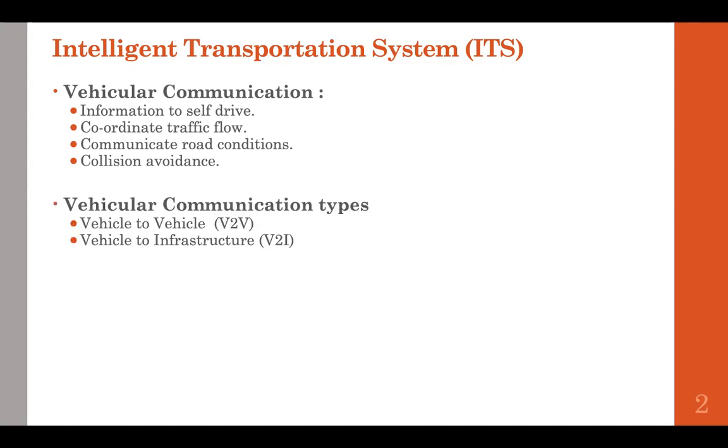Vehicular communications are divided into two types. One is vehicle to vehicle, the other is vehicle to infrastructure. By infrastructure, we mean roadside units like a Wi-Fi access point or a base station like LTE.